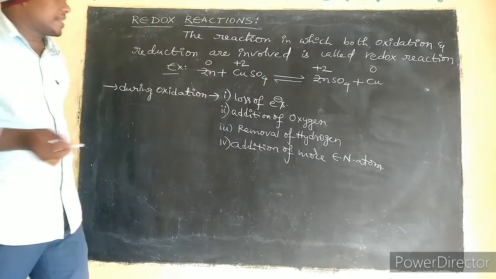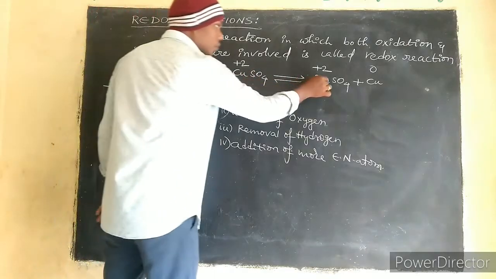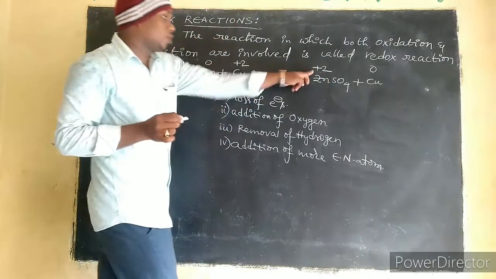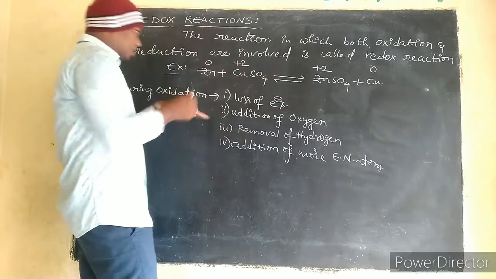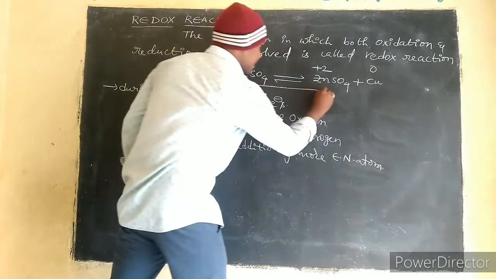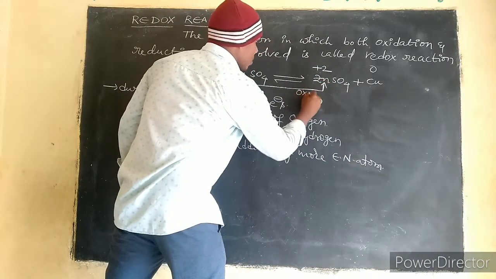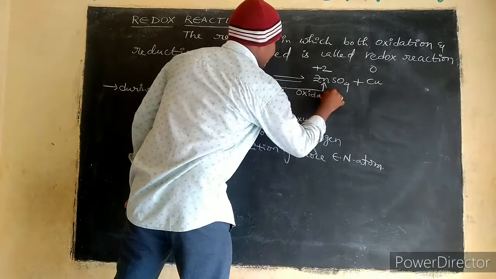So based on these conditions, here from zinc to zinc plus 2, 0 to plus 2 means loss of electrons. So loss of electrons is also considered under an oxidation reaction. So this condition carries oxidation. Correct?